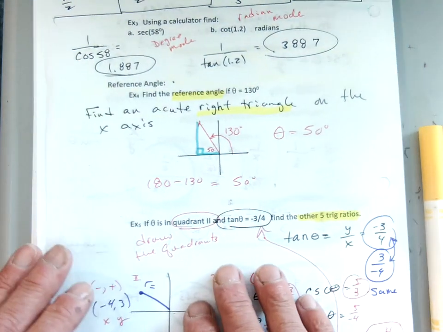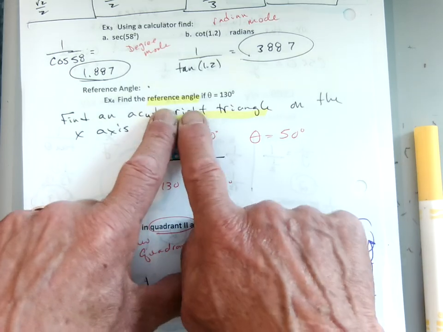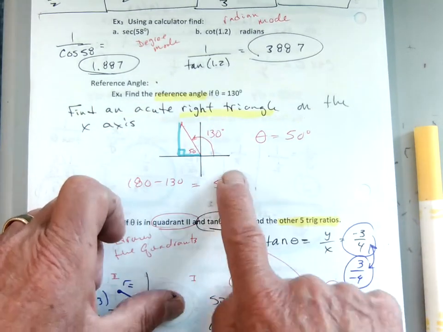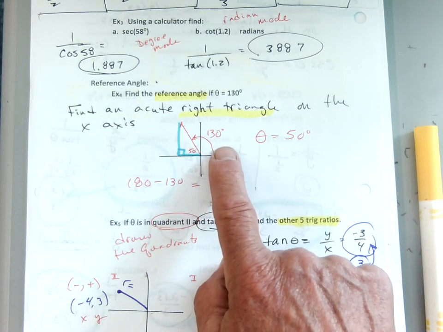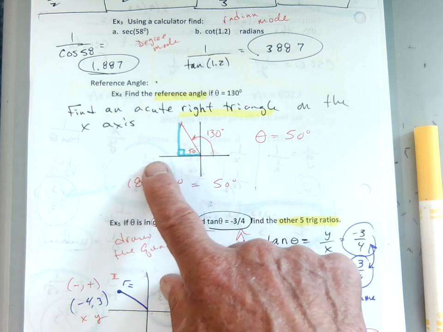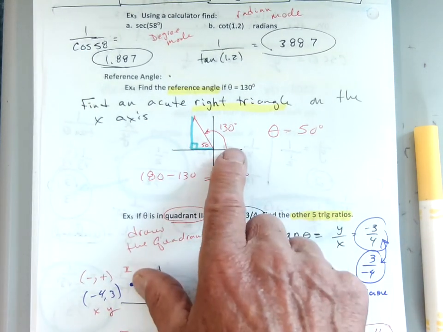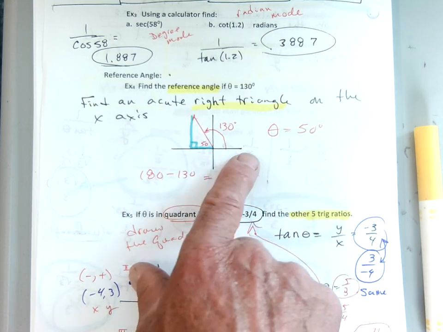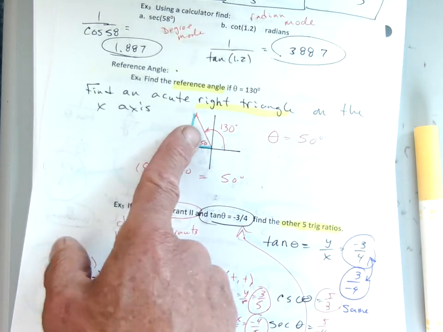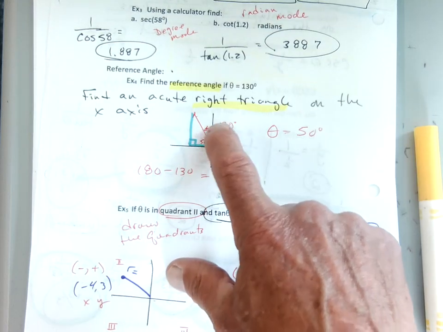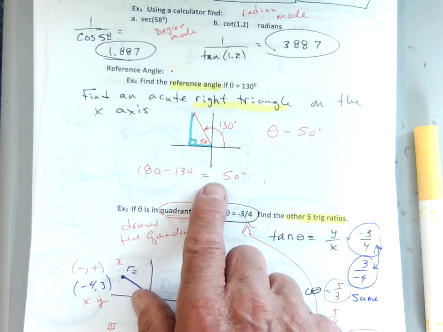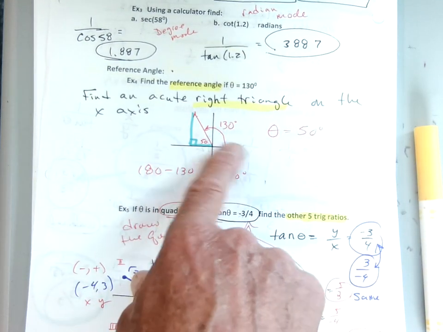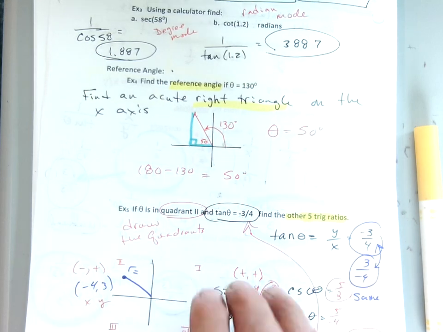Finally, we talked about a reference angle. So a reference angle, in a circle, we want right triangles. So to make a right triangle on the circle, you're looking for right angles. So I did a 130-degree angle, and then I created a right triangle on the x-axis. So the reference angle is the 50, because the 130 and the 50 make 180. Okay, so my reference angle is the right triangle on the x-axis.